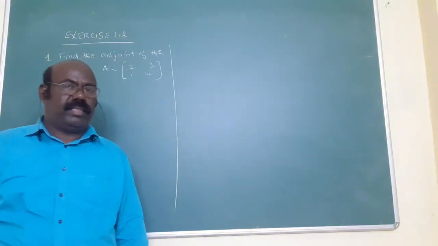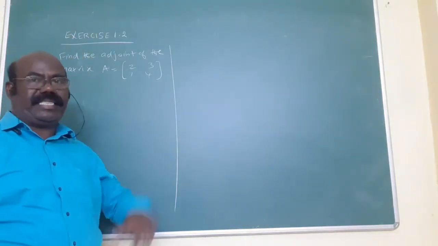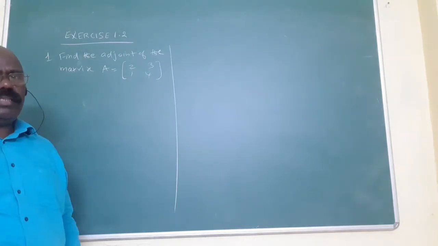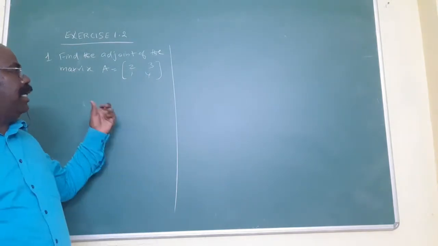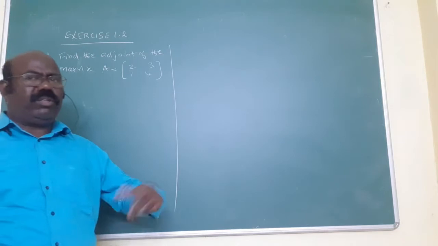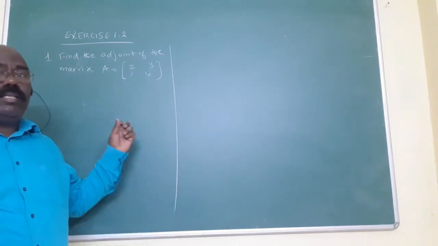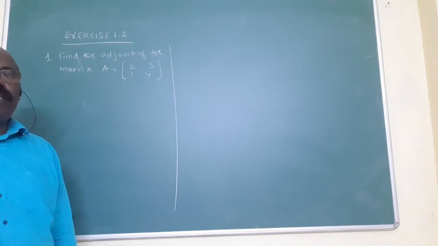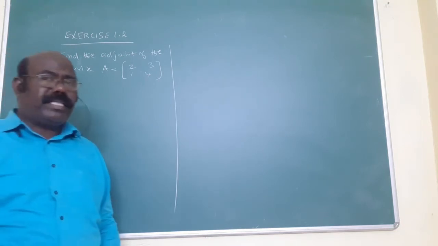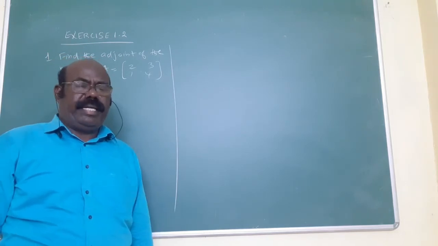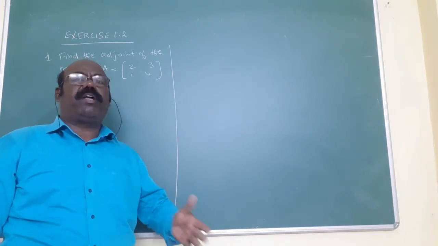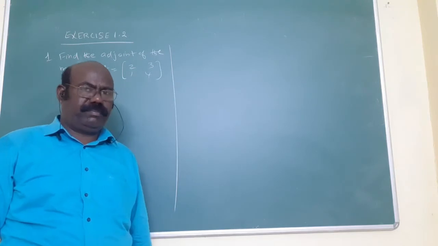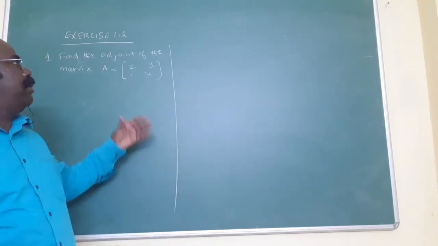Good morning, students. Now let us start with the second exercise. First is completely over. In the second exercise, I wrote the formula. Adjoint of A is nothing but the transpose of the cofactor matrix. That is one concept. So, inverse of the matrix, what is the formula? A inverse equals 1 by determinant of A into Adj A is the formula. By using these two concepts, we do this exercise.